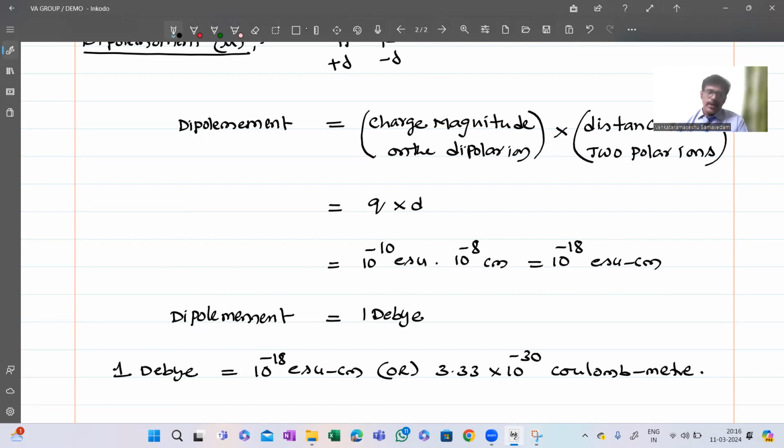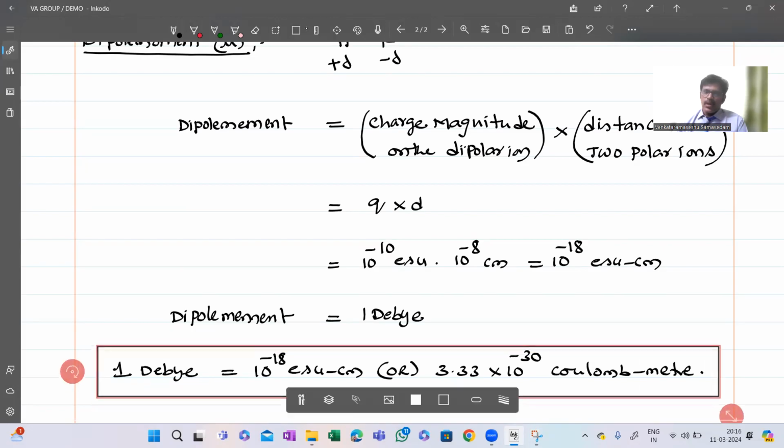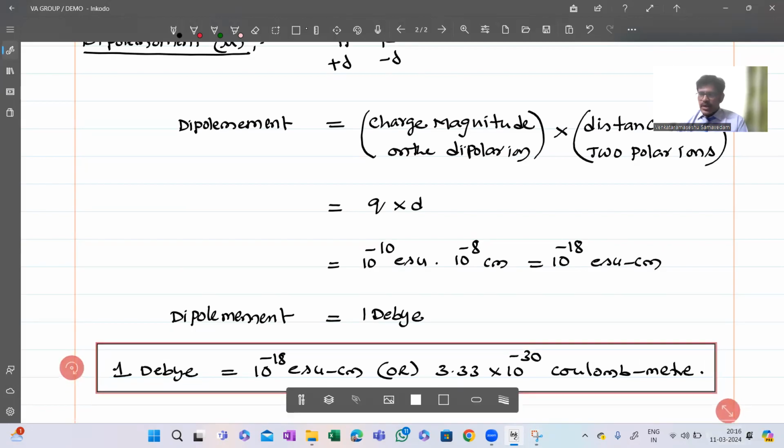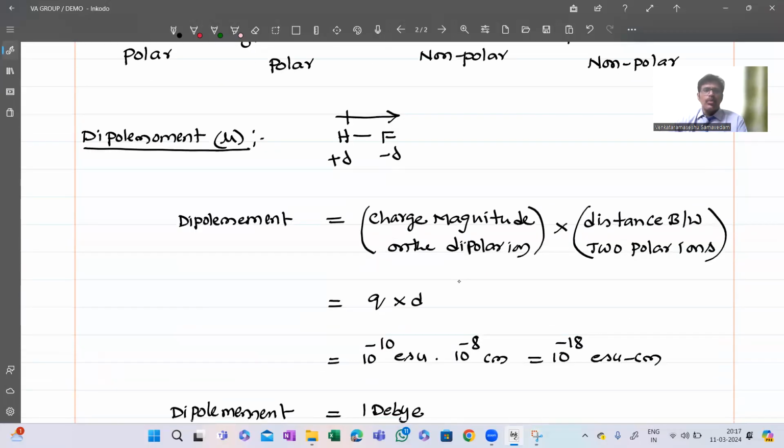So what is Debye? Debye is the unit of dipole moment. Dipole moment units are Debye. Generally, one Debye is nothing but 10 to the power of minus 18 electrostatic units centimeters. In terms of Coulomb meter, that is 3.33 into 10 to the power of minus 30 Coulomb meter.